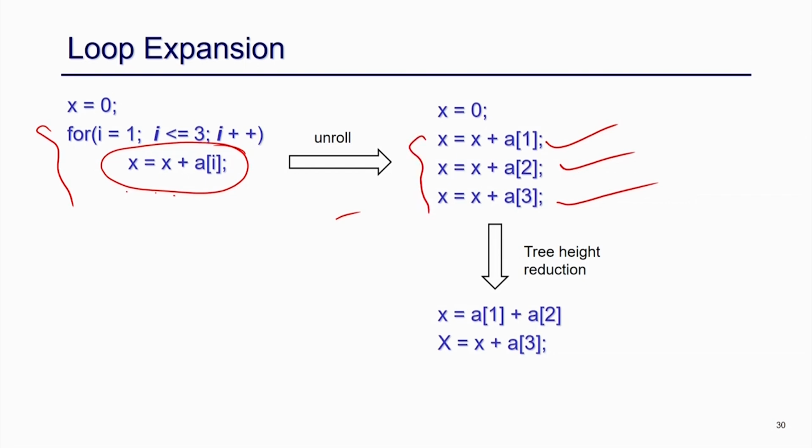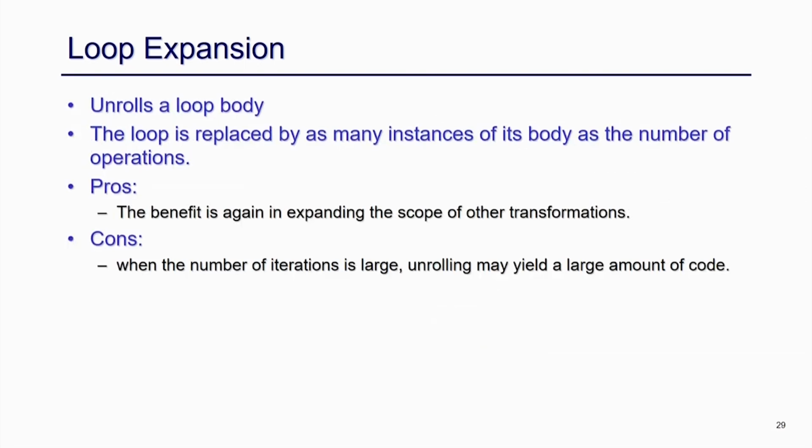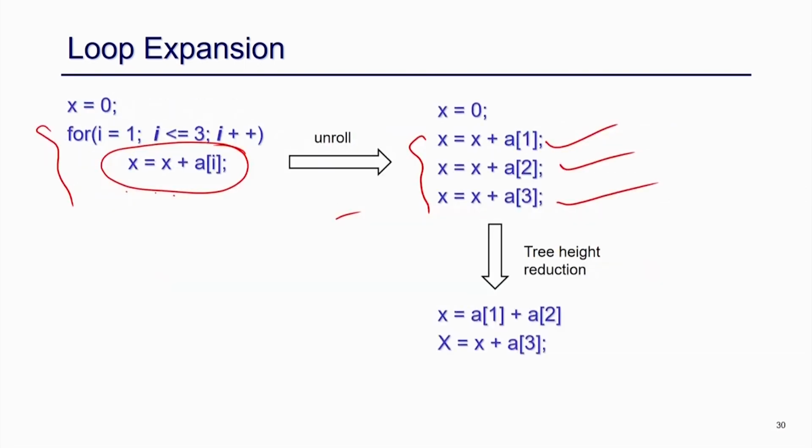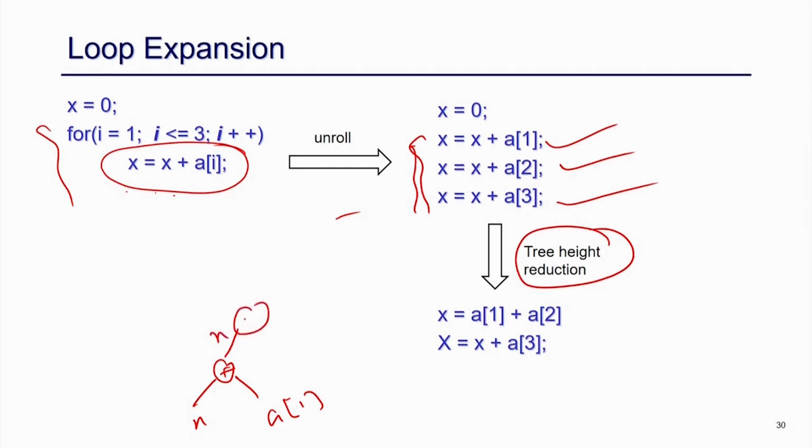And what is the advantage of having this? The advantage is that once you have done this, probably you can apply other kinds of optimization. For example, here I can apply tree height reduction, because this is nothing but doing these things in series. You are doing x plus a1, then x plus a2, then x plus a3, and then you are getting x. So, instead of doing this, you can do it in parallel.